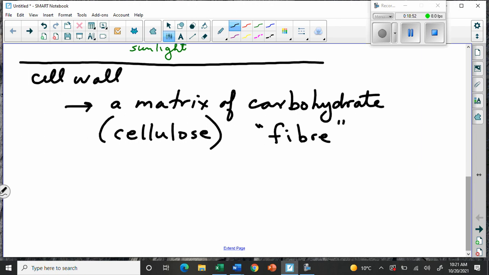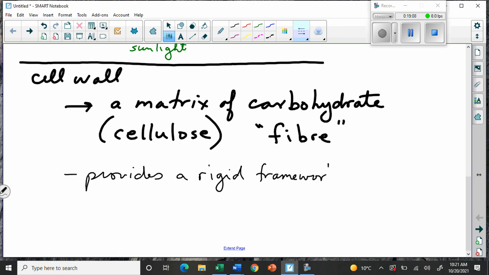And the purpose of this, of course, is to provide a rigid framework to support plants as they grow. Okay, and you can think about structures like the stem of a flower. It has to be able to stand up, right? It can't wilt and droop and fall over like this. So it has to be strong.